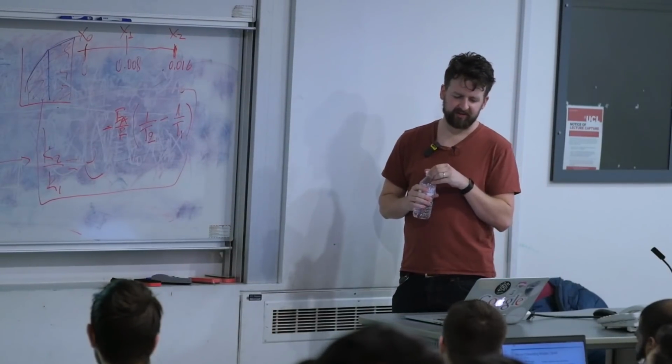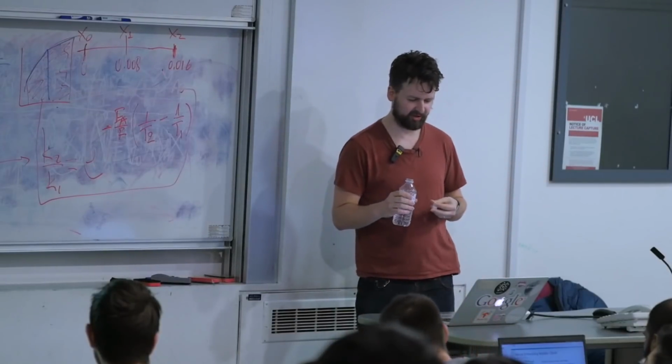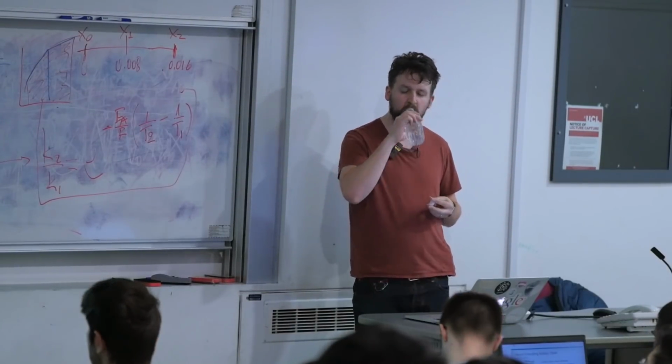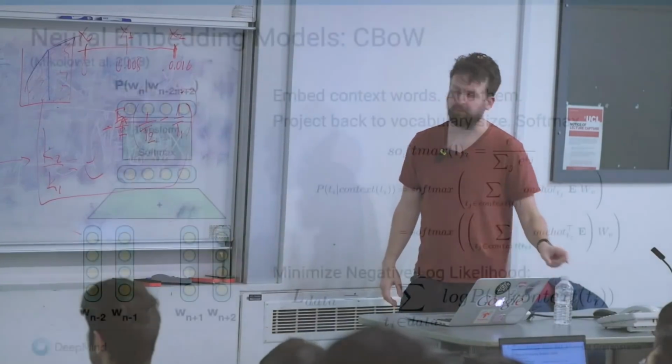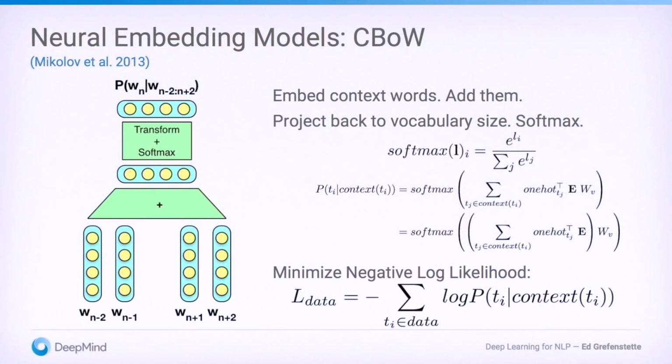So the approach here is much simpler and significantly more GPU friendly, if you care about those things. So to start, we're going to embed context words, and we're going to add them. And we are going to project that vector that we've had from simply adding all our context words in our window.